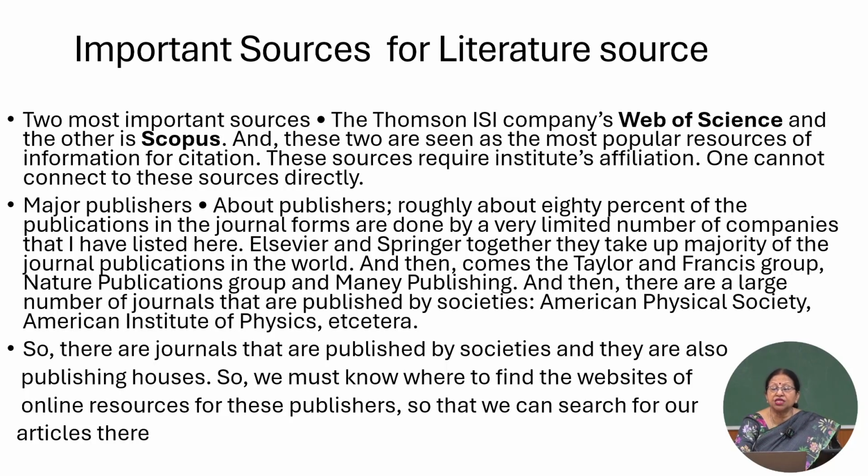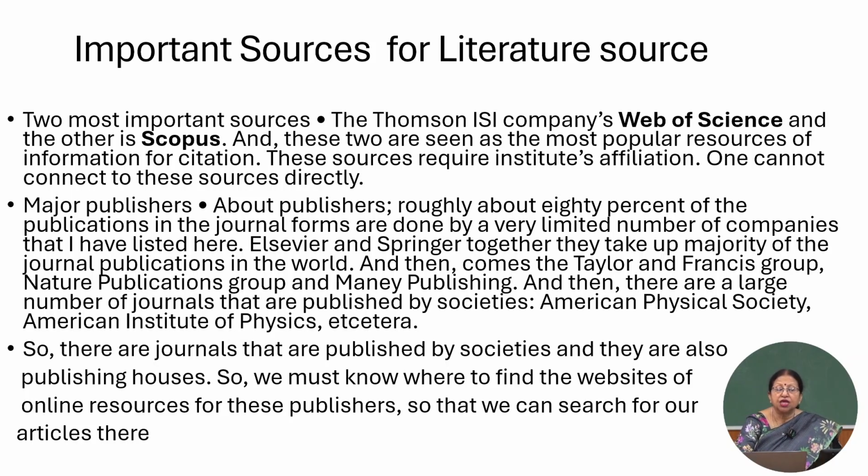Now, there are two major sources of literature. One is Thomson ISI Company's Web of Science, and the other one is Scopus. These two are seen as the most popular resources of information for citation. But of course, we have ScienceDirect.com, we have SciFinder, and many others. These sources require institute affiliation. One cannot connect to these sources directly.